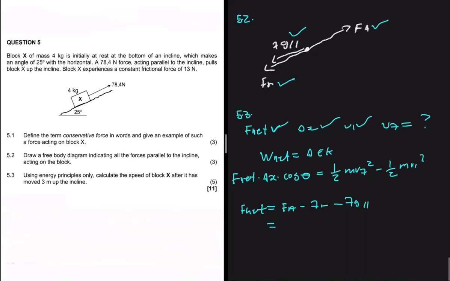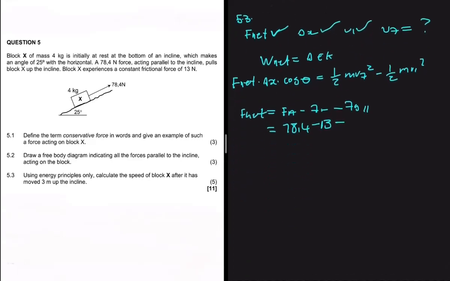The applied force is said to be 78.4, and the frictional force is 13 newtons, right? Now we need to find Fg parallel. The formula for Fg parallel is mg sine of theta, right? So what is the mass of our object? That is 4 kg multiplied by 9.8 multiplied by sine of 25, right? If we put that in our calculator, we should be able to find Fnet. Let me just do that real quick so that we can see what we have here. So sine of 25, so our Fnet is equal to 48.8334 newtons, right? Now we can go ahead and substitute in our equation and solve our problem.